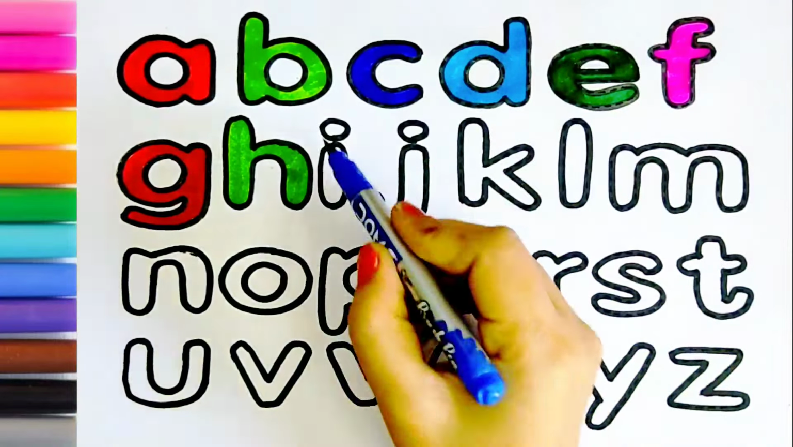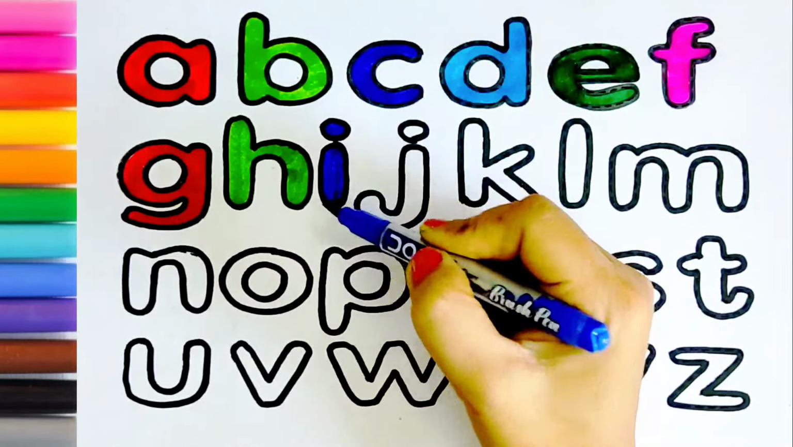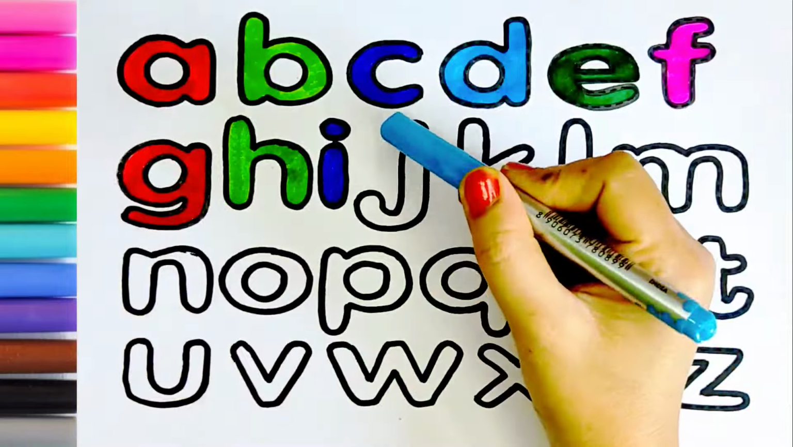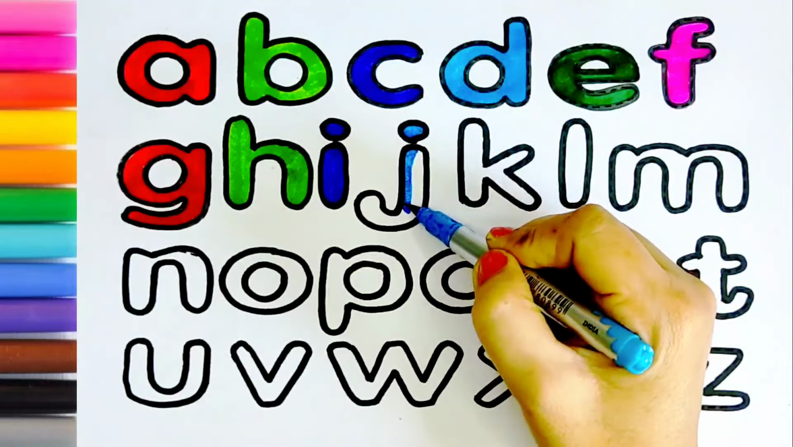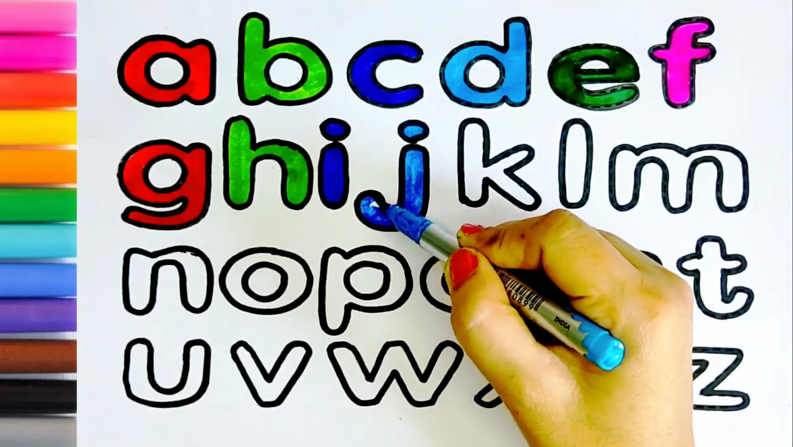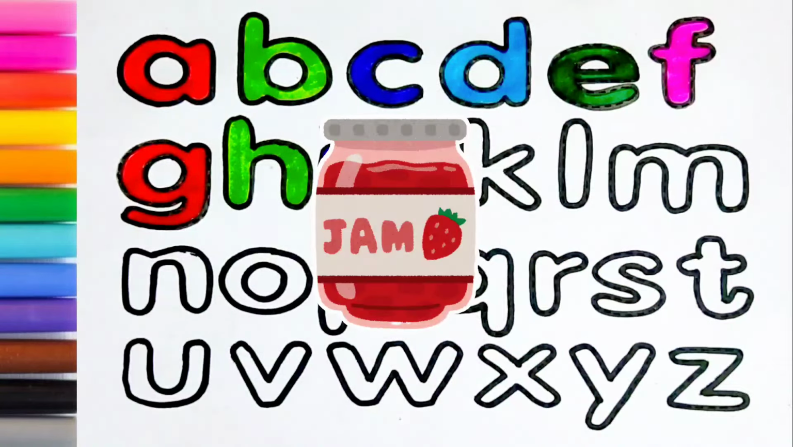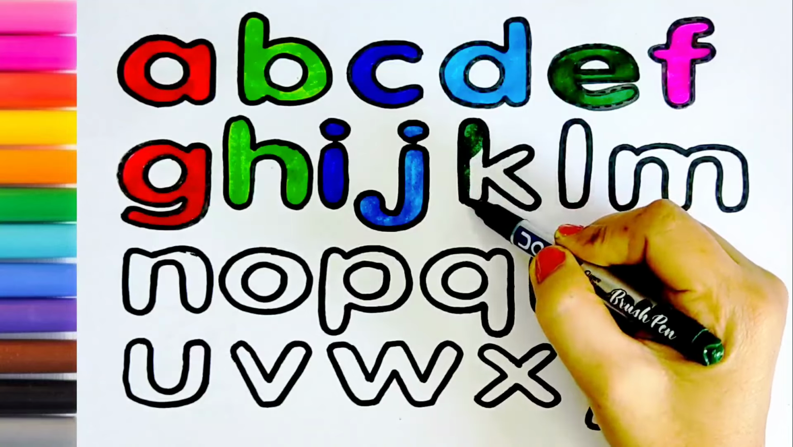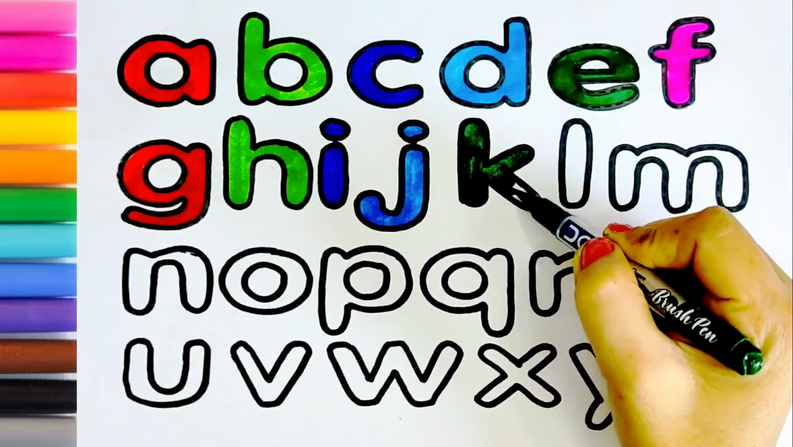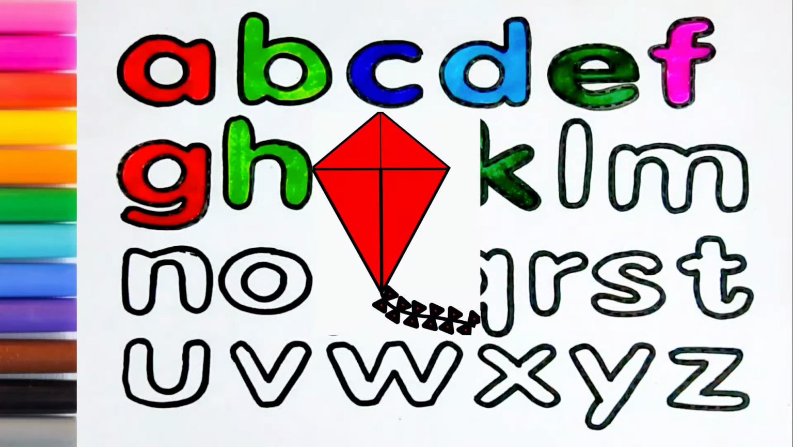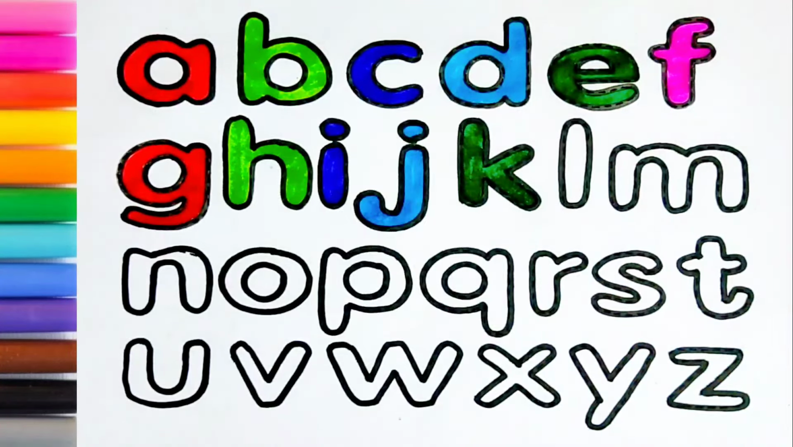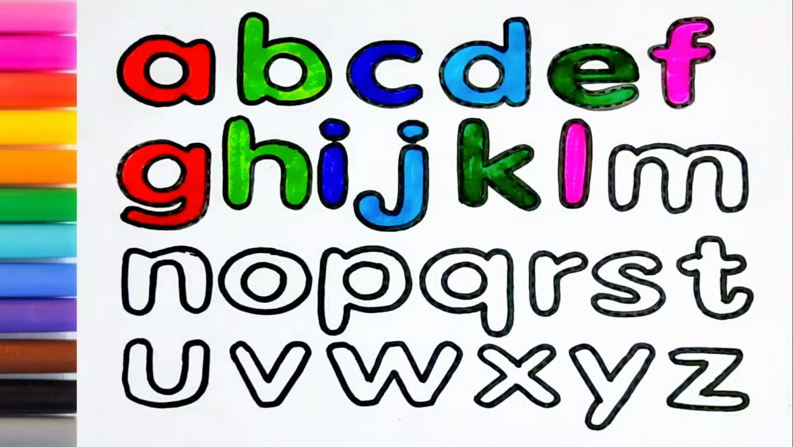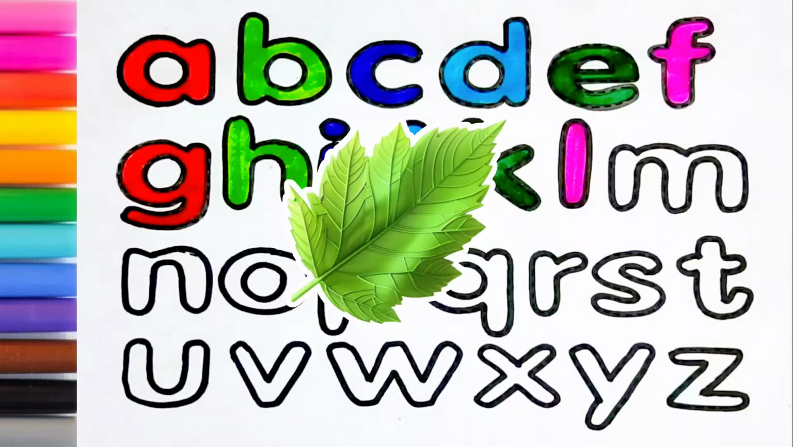Blue color. I. I for ice cream. Sky blue color. J. J for jam. Dark green color. K. K for kite. Pink color. L. L for leaf.